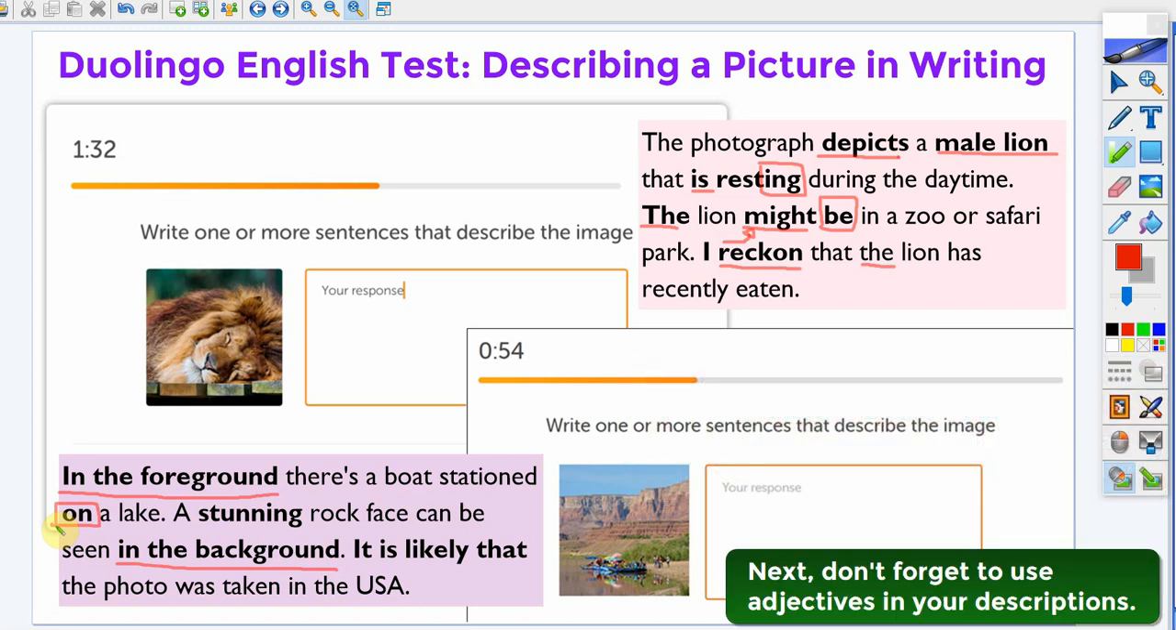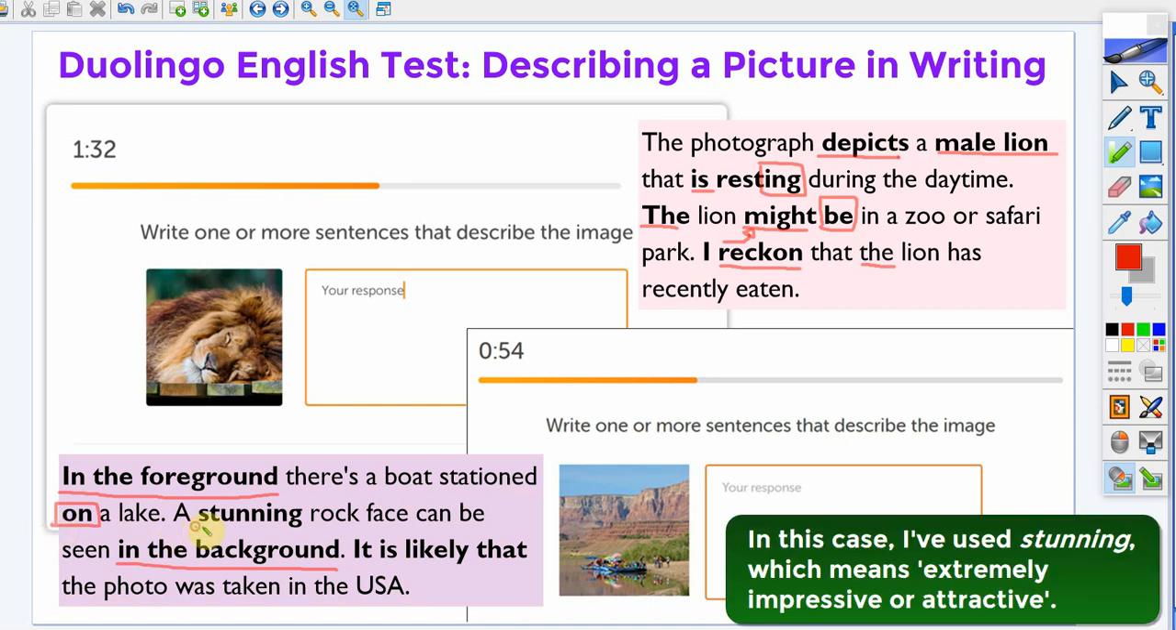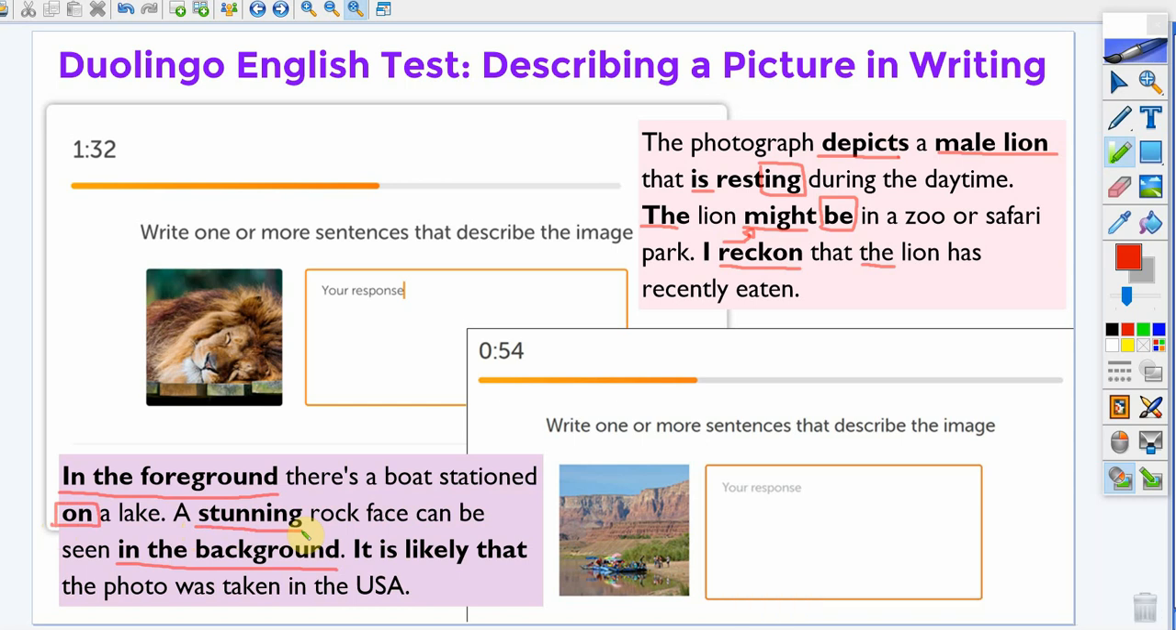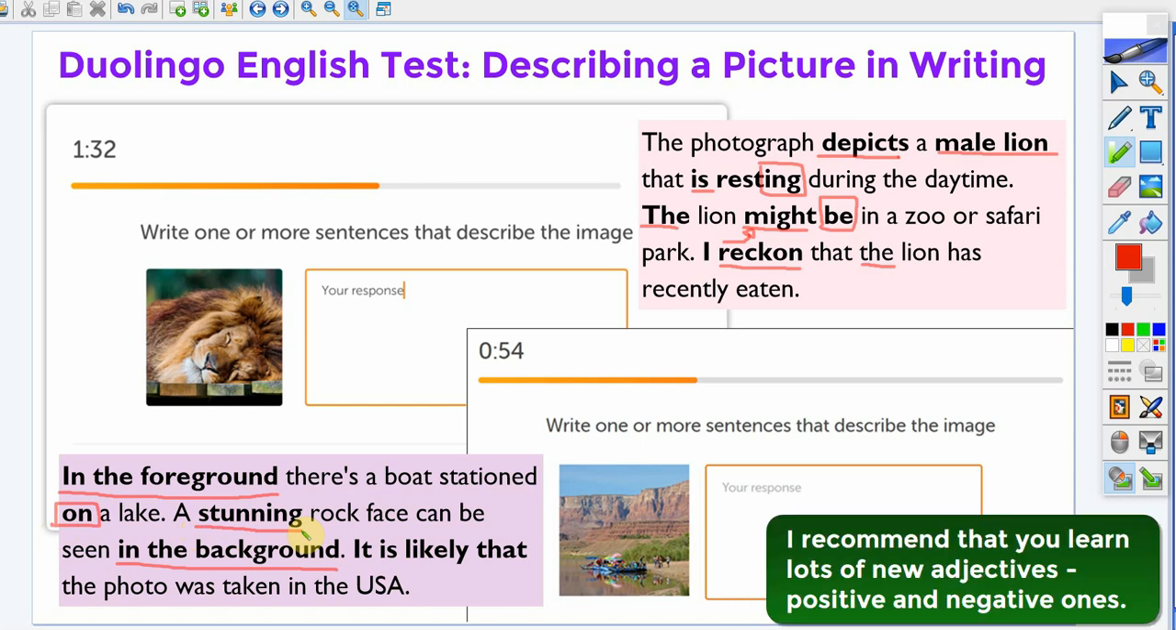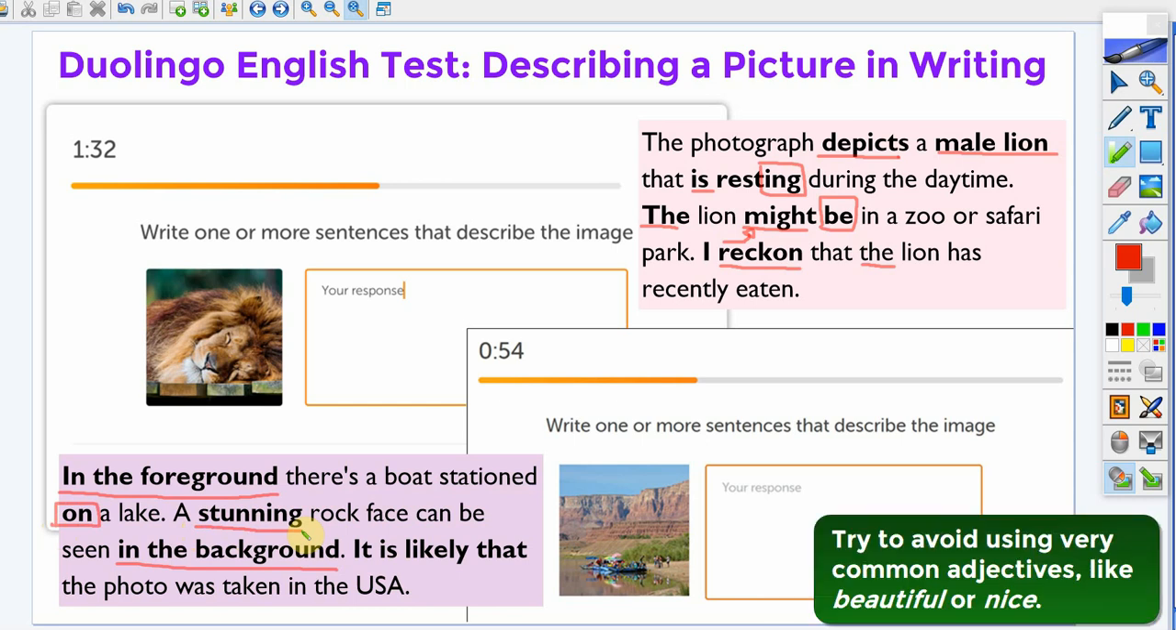Next, don't forget to use adjectives in your descriptions. In this case, I've used stunning, which means extremely impressive or attractive. I recommend that you learn lots of new adjectives, positive and negative ones. Try to avoid using very common adjectives like beautiful or nice.